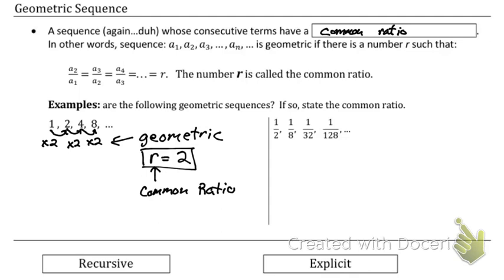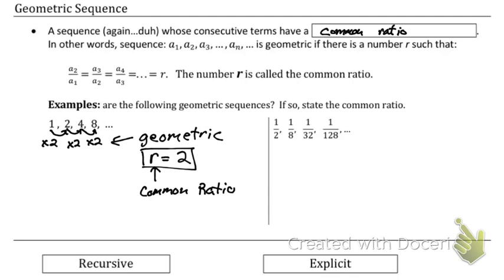All right. Our next one, we have 1/2, then we have 1/8, then we have 1 over 32, then we have 1 over 128. Well, to get from 2 to 8, we multiply by 4. To get from 8 to 32, we multiply by 4. To get from 32 to 128, we multiply by 4. You could say your common ratio in your denominator is 4.